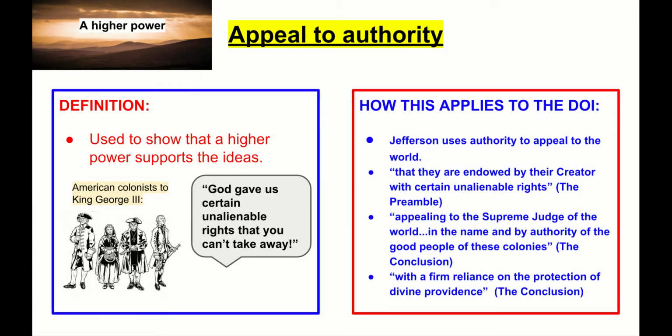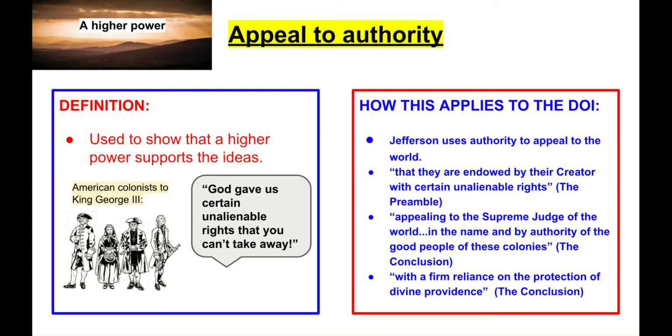And this is one that is new to you. Appeal to authority. The definition is used to show that a higher power supports the ideas. There are many references in the Declaration of Independence to a higher power, meaning God. Okay. So how this applies to the Declaration of Independence: Jefferson uses authority to appeal to the world.